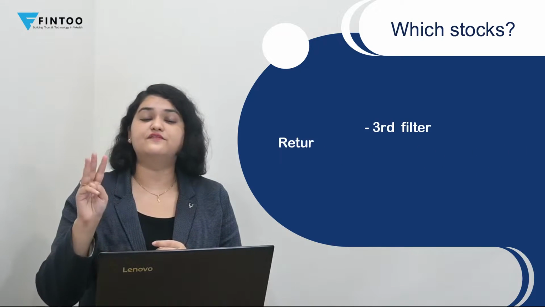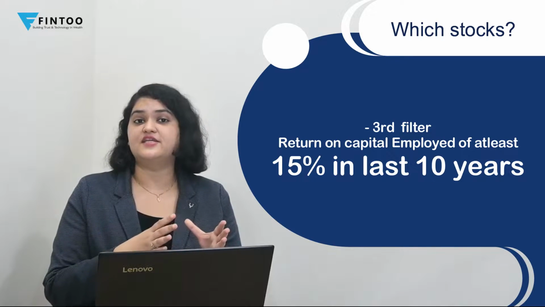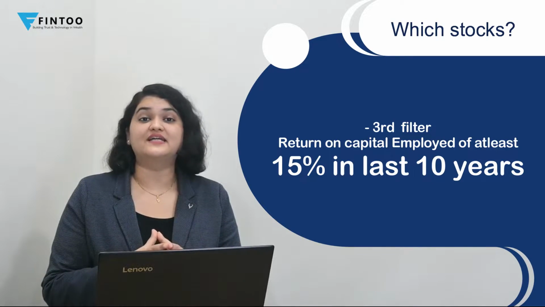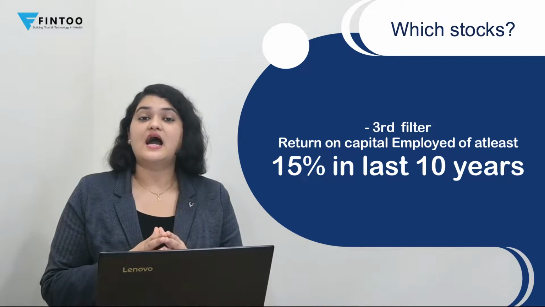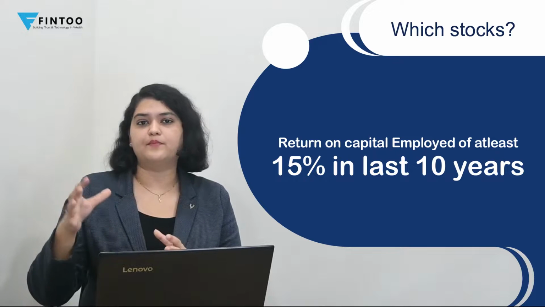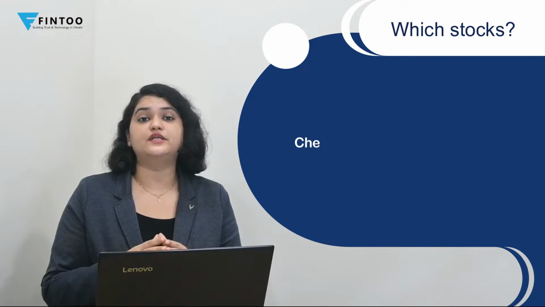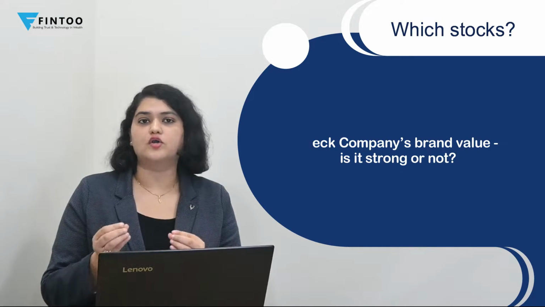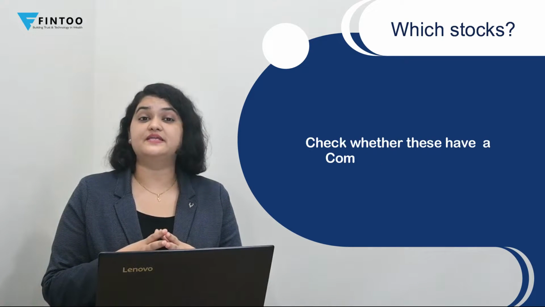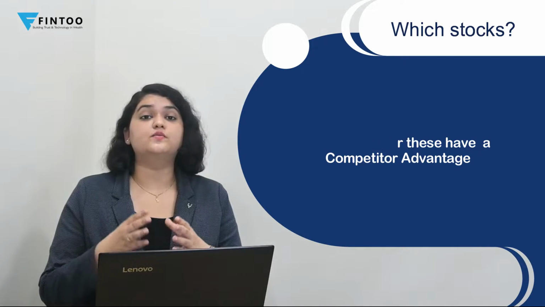Once you do this, the third filter is return on capital employed. In the last 10 years, the return on capital employed, that is ROCE, should be at least 15%. After these three filters, you will have a couple of companies left. But again, you need to check a few more things. First, check how the brand value of that company is, whether it is strong or not. Also check whether these companies have a competitive advantage or not. Once you do this, you'll be able to shortlist your 10 to 25 stocks.